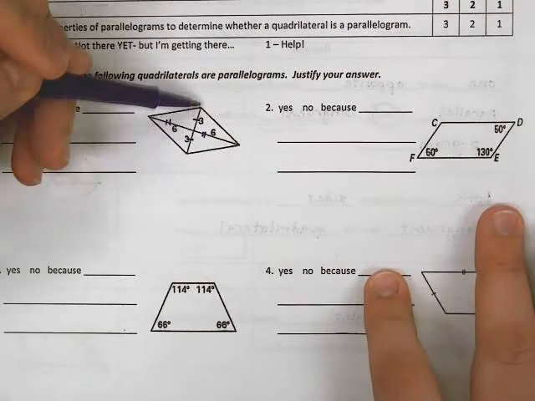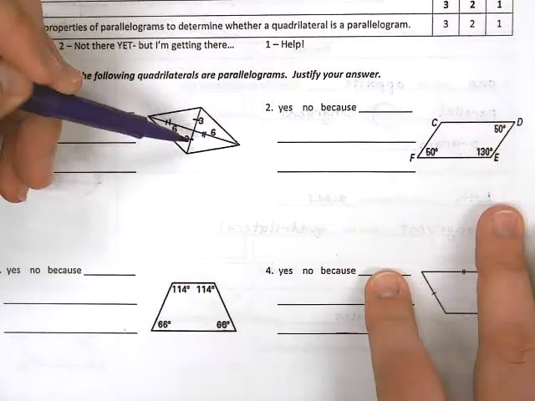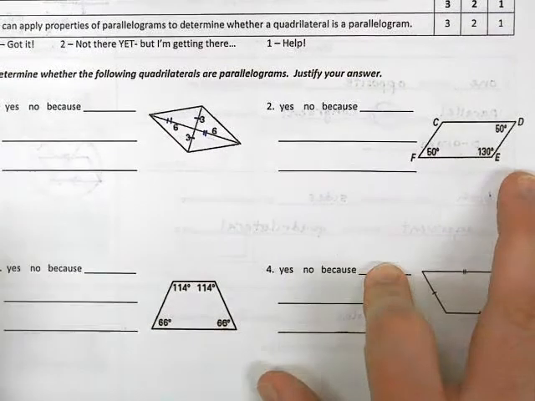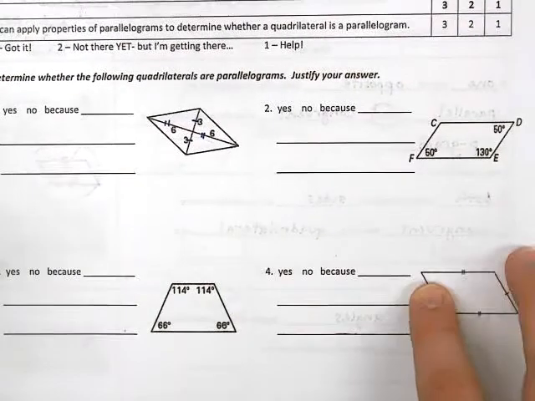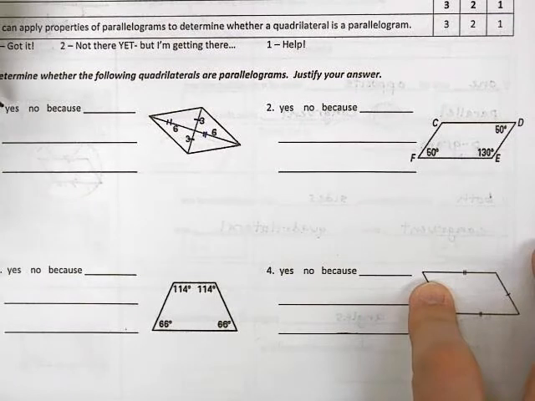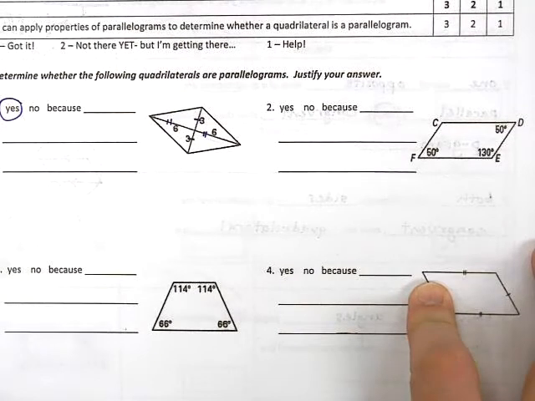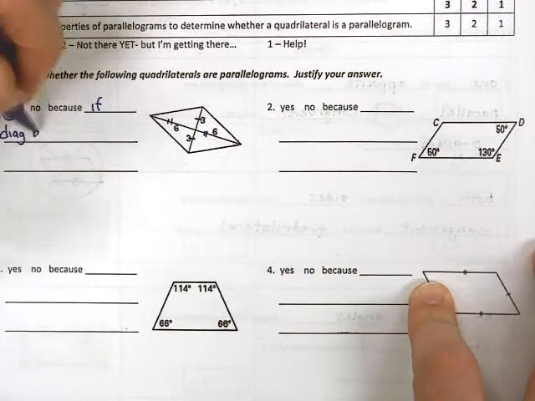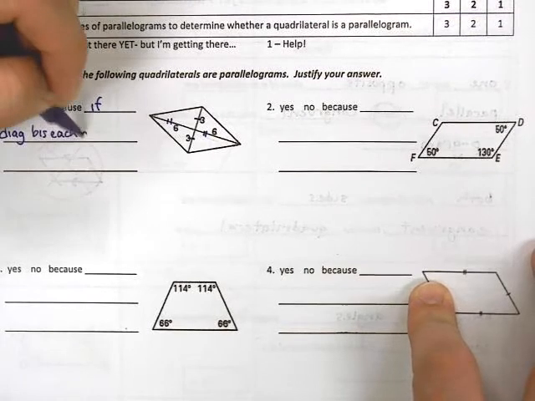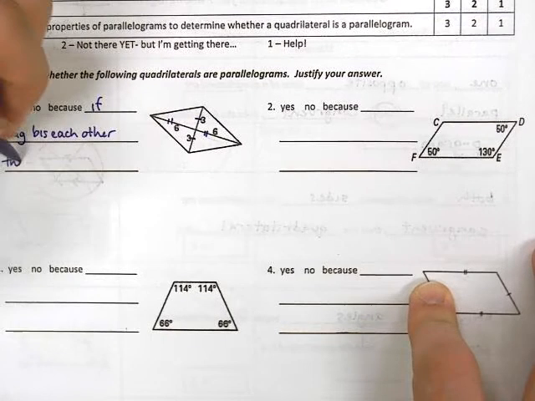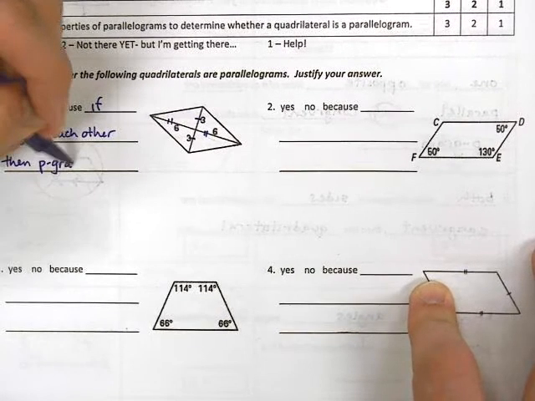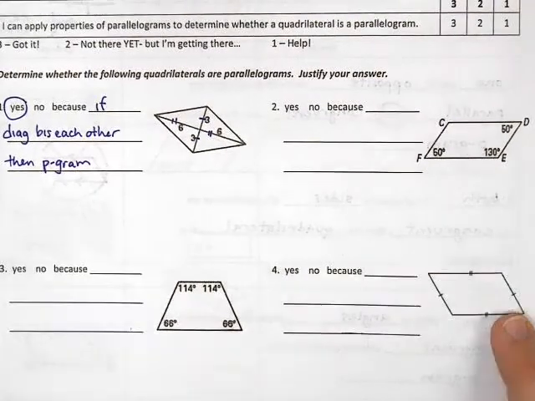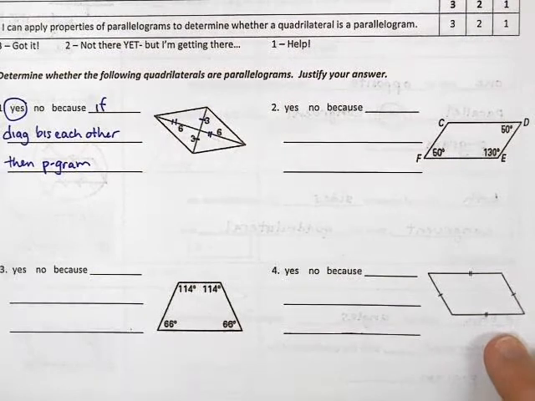Well, isn't this diagonal bisected into 3 and 3? This one into 6 and 6? Yeah, these diagonals bisect each other, guys, and that is one of our ways of proving that something is a parallelogram. And I'm going to say yes, because if diagonals bisect each other, then it's a parallelogram. Alright? If the diagonals bisect each other, then it's a parallelogram.